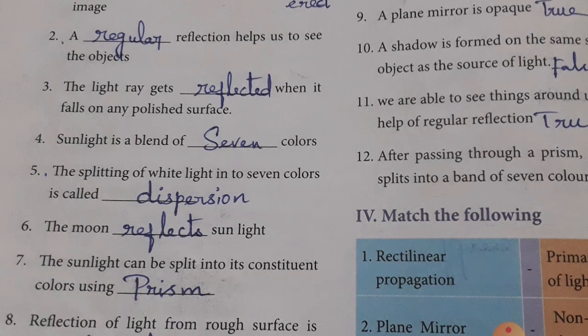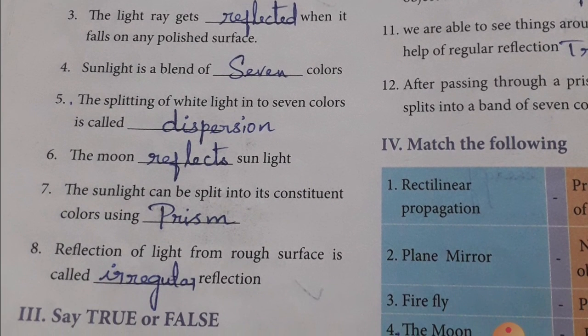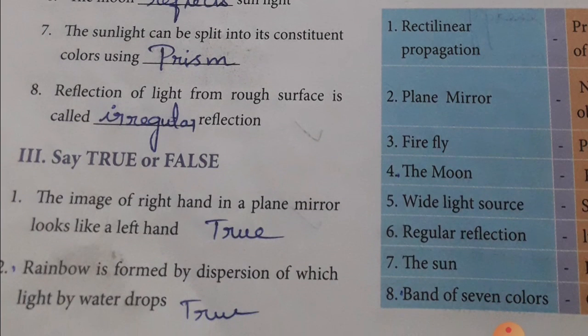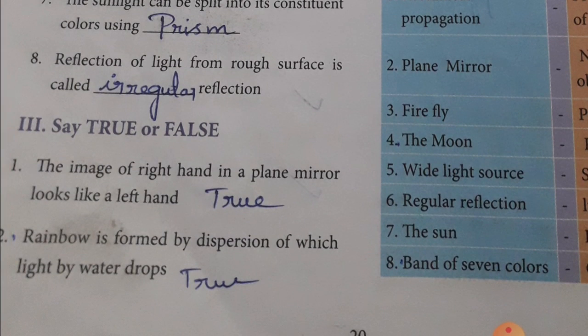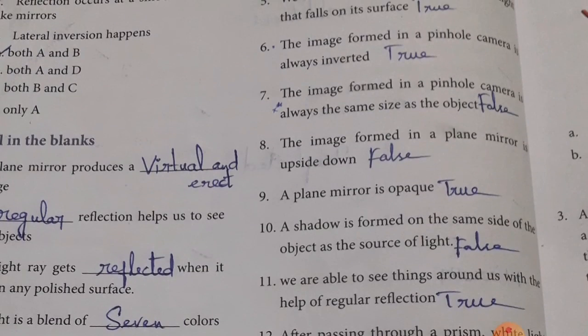Sixth one, moon reflects sunlight. Seventh one, sunlight can be split into constituent colors using a prism. Eighth one, reflection of light from a rough surface is called irregular reflection. Now true or false? The first one, the image of the right hand in a plane mirror looks like a left hand. It's true. Rainbow is formed by the dispersion of white light by water drops. This is also a true statement.